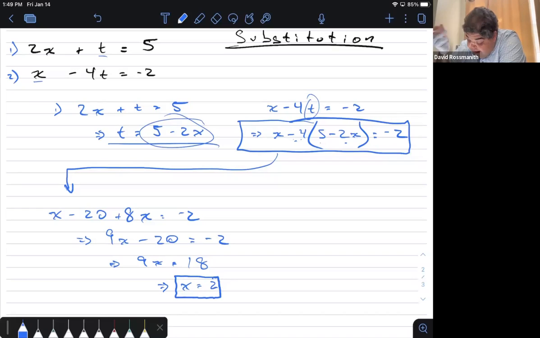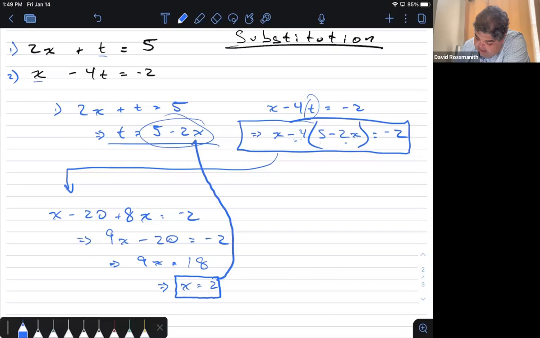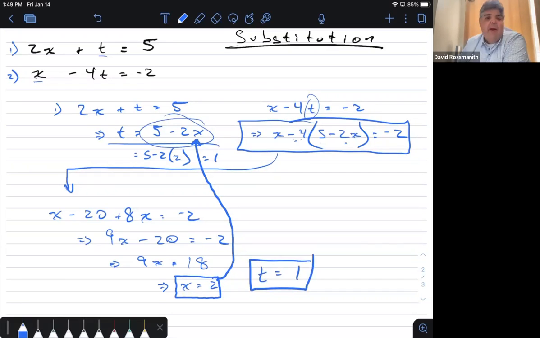But notice, now that I know what the value of x is, I go right back to this thing I had at the very beginning that said, if you tell me what x is, I can tell you what t is. Well, now I know what x is. So let's plug it in. 5 minus 2 times x, and x is 2. So 5 minus 2 times 2, 2 times 2 is 4. So 5 minus 4 gives me 1. So now I know t is equal to 1. And there we go. I have my two answers.